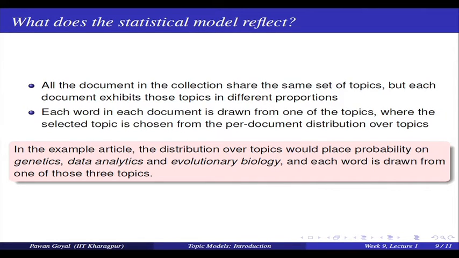Now, if we think about the example article from Science magazine that we were seeing, the distribution over topics would place a probability on genetics, data analytics, and evolutionary biology. Each word will be drawn from one of these topics. So, what will happen when you are doing the inferencing? You will say, okay, this document contains these three topics, and how do you generate a word? You will sample a topic from here, and as per the topic's probability distribution, sample a word and keep on generating the words.